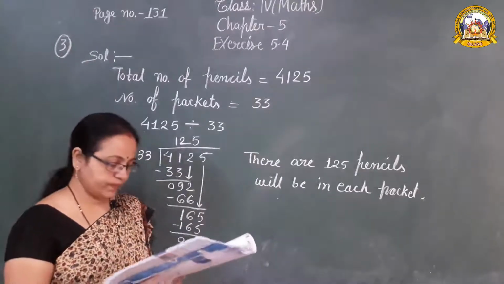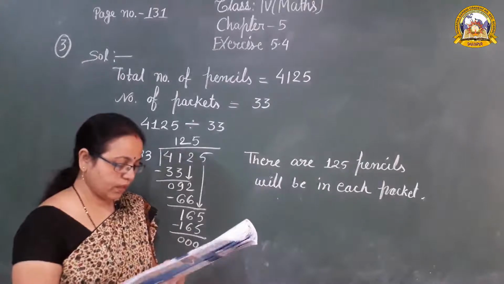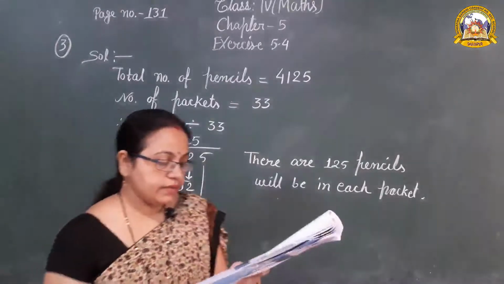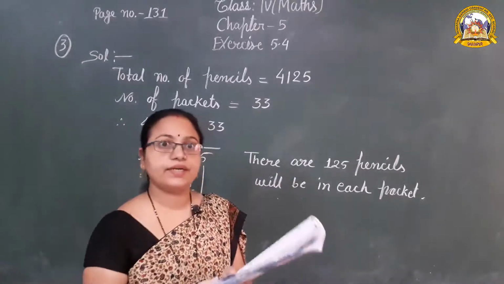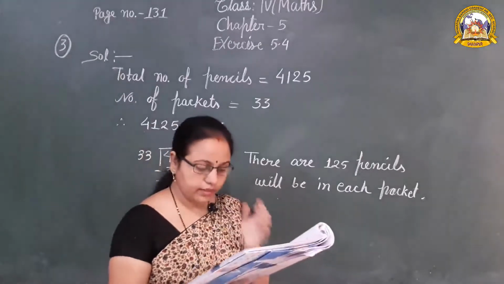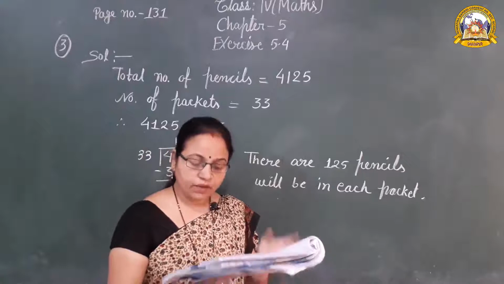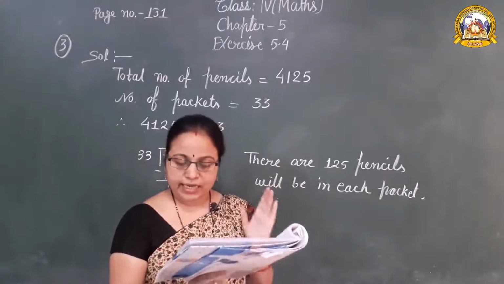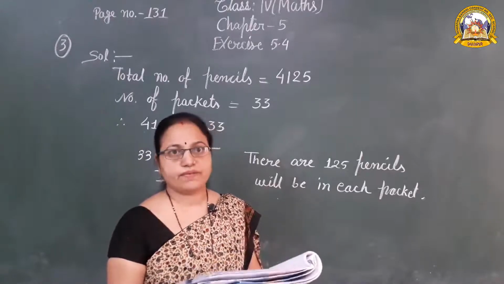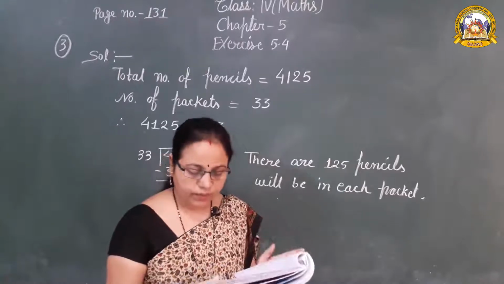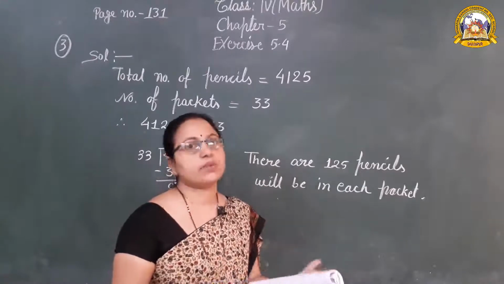Question number 4. There are 10,140 flags. How many flags are there? 10,140 flags. If an equal number of flags are given to 45 schools, how many flags will each school get?